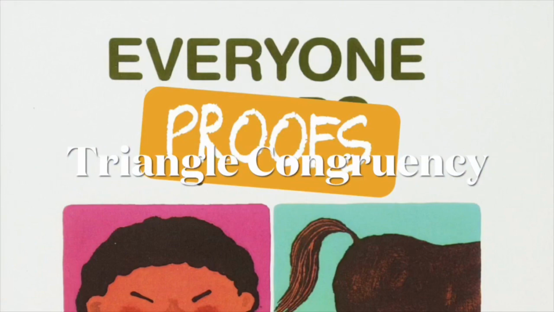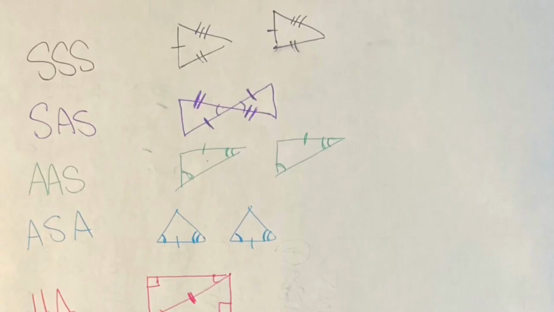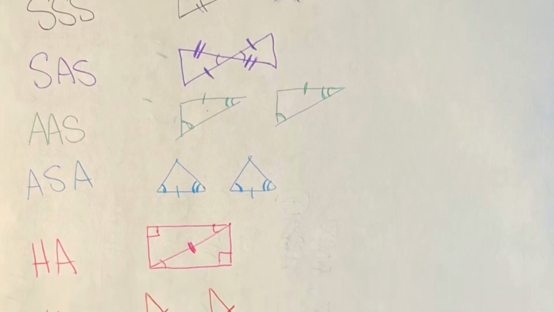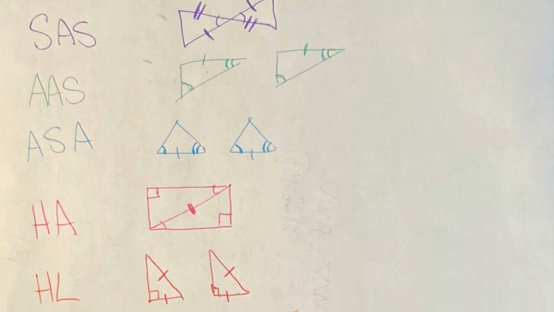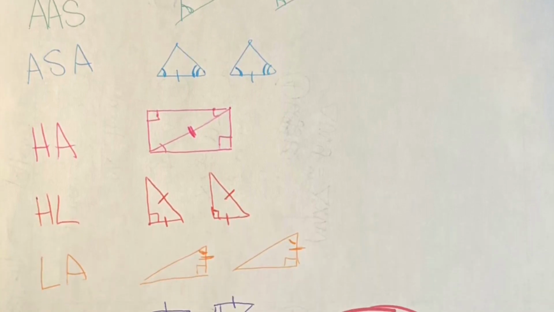In this episode of Everyone Proofs, we're going to talk about the 4 different types of triangle congruency. The first 4 have to do with non-right triangles. Those are SSS, 3 congruent sides; SAS, 2 sides with an angle in between; AAS, 2 angles with a side off to the side; and ASA, 2 angles with a side in between.